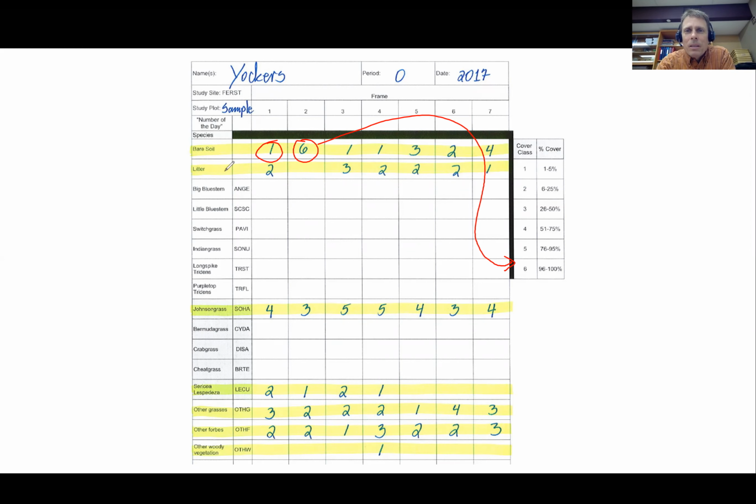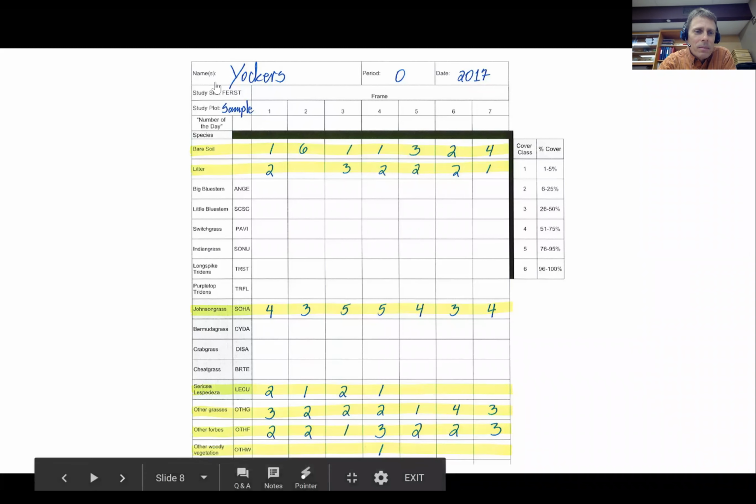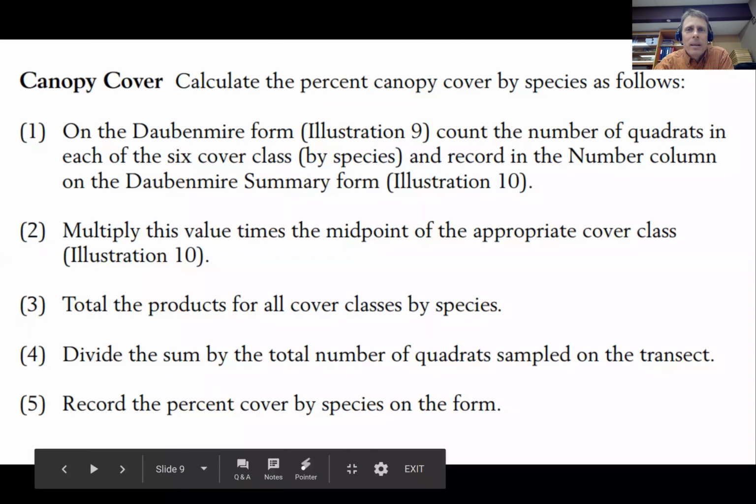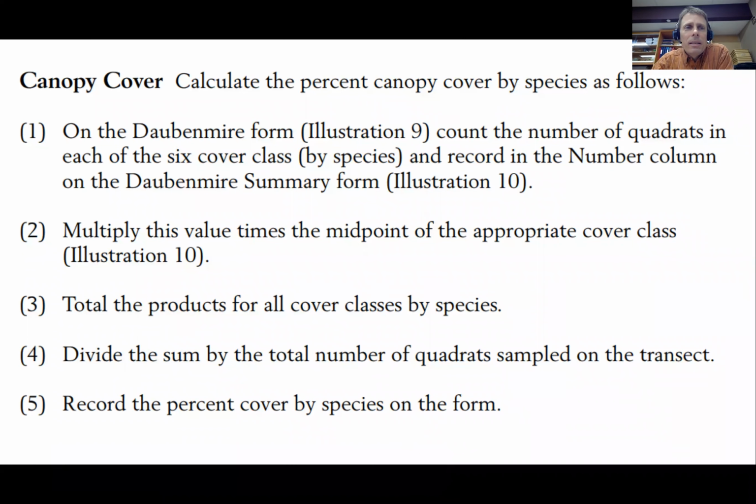And so now let's see how we can use that information that we collected out in the field. How can we use that to give us some meaningful information that we can use for making decisions about our management of the area? So the first thing that we're going to look at is canopy cover. I have the steps that we're going to follow.